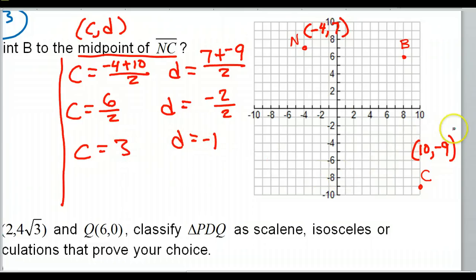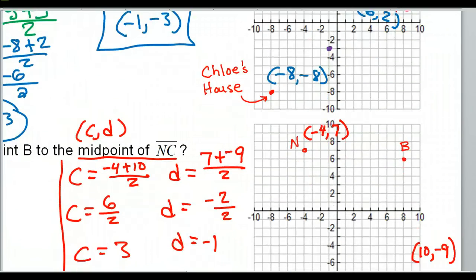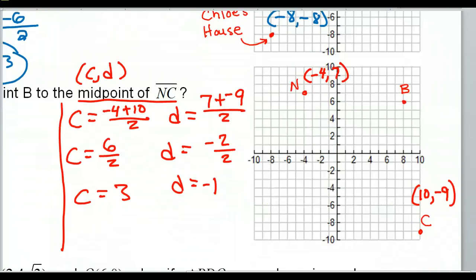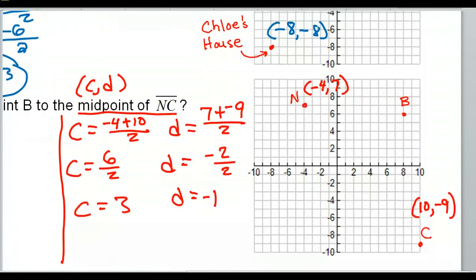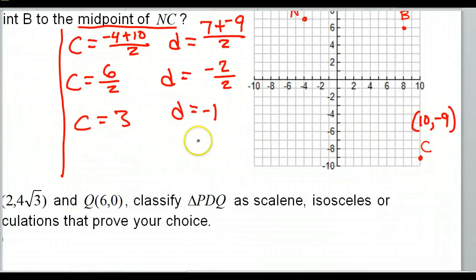Wait a minute. Was that the exact same thing I got last time? Okay, so it's 3, -1. Here I have -1, 3. Anyway, it's kind of similar, but whatever. So the midpoint of NC then is the point 3, -1. So that's the midpoint of NC.